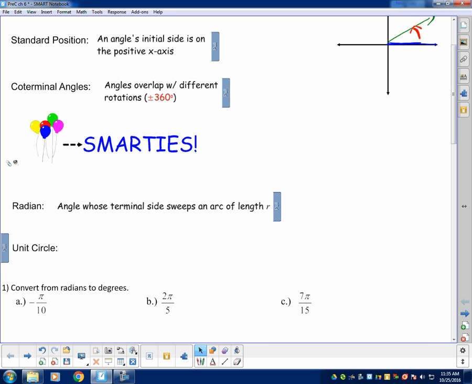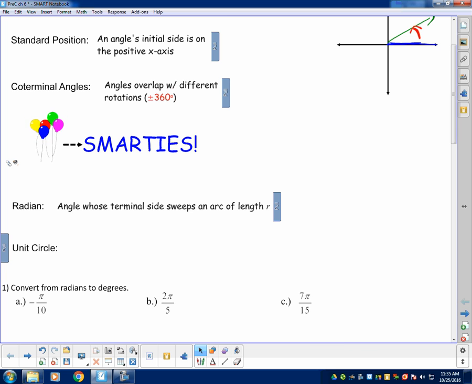A radian is an angle. It also measures arc length. It's an angle whose terminal side sweeps an arc of length r. So when you measured the radius r to be 3 Smarties, then you put those 3 Smarties along the arc, that was 1 radian.